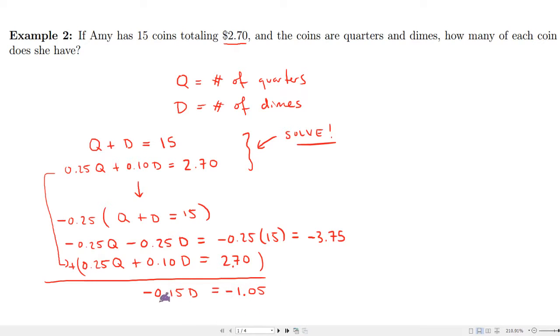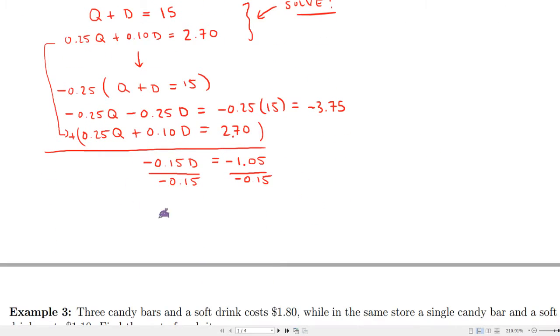And so then we divide both sides by negative 0.15, and so that'll give us the number of dimes. So now D will be 7. So the number of dimes is 7.